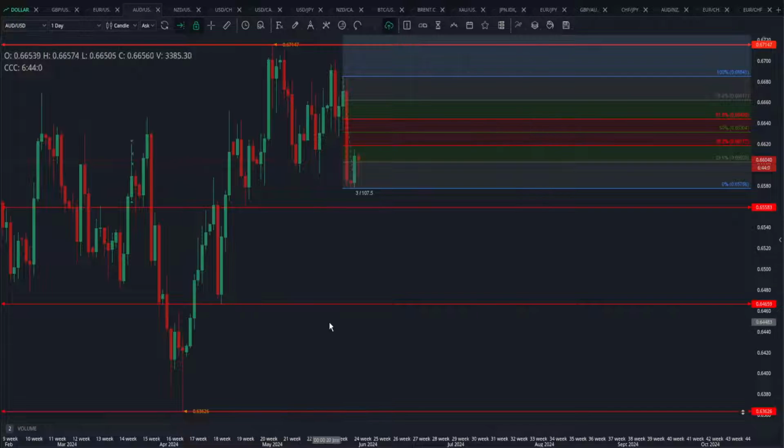Even if you can target 0.6465 and maybe even 0.6362, who knows?